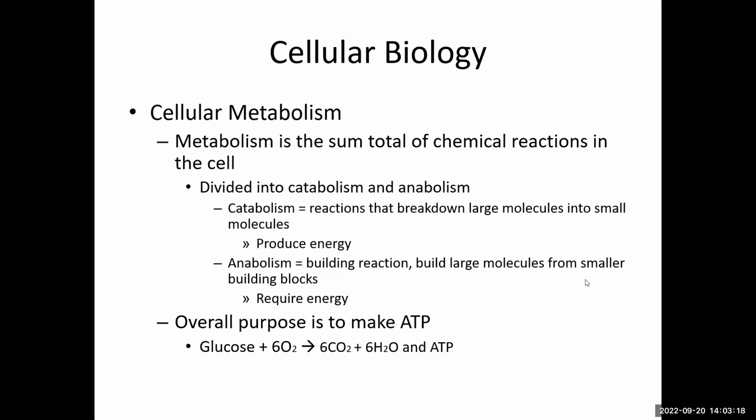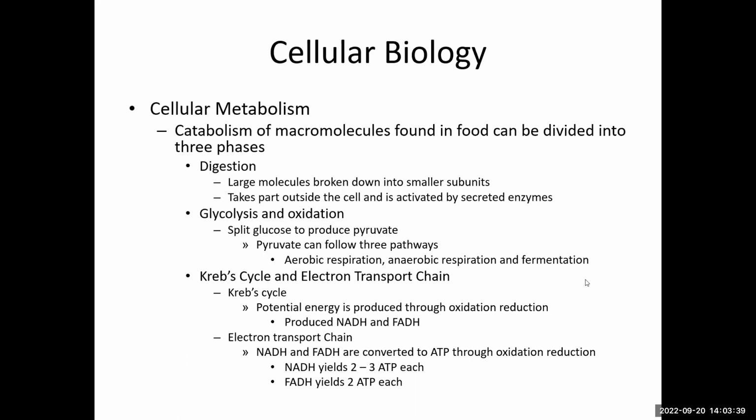The overall process of ATP production is essentially taking glucose and oxygen and having those chemical reactions break that glucose down to carbon dioxide and water, and then leaving us with energy in the form of ATP. Catabolic reactions are going to be reactions that are going to break down any kind of foodstuffs that we eat. And this happens in 3 stages. First, we have digestion. This is where we're going to take things into our mouth, we're going to chew them up, and we're going to start breaking them down into smaller subunits. This happens outside the cell. This is going to be activated by secreted enzymes.